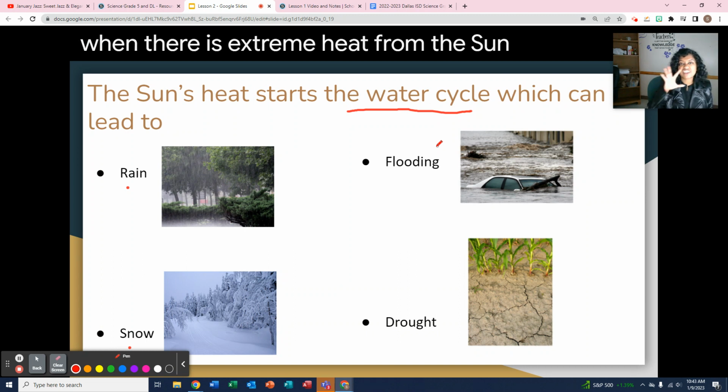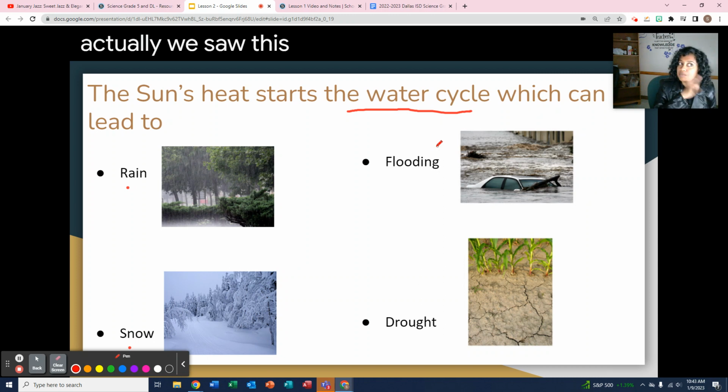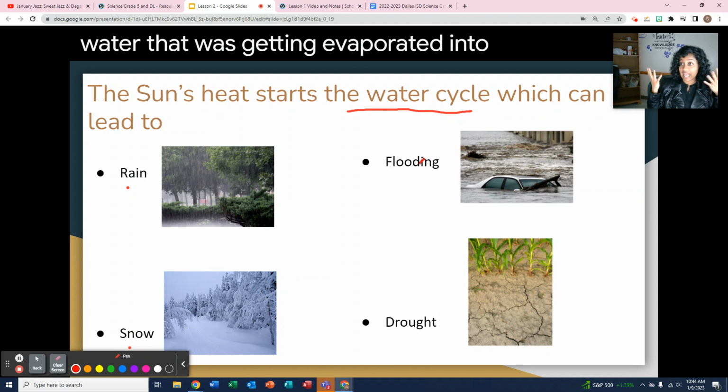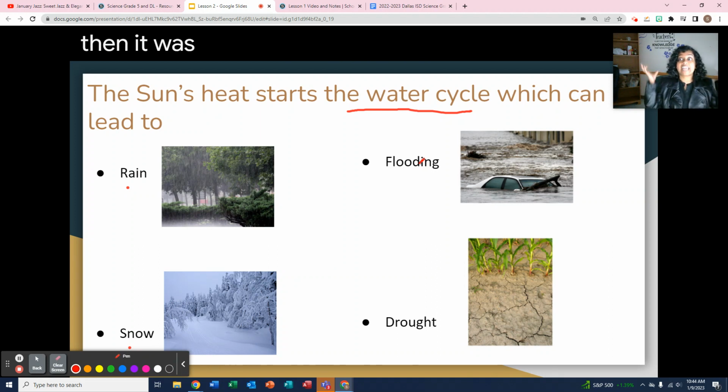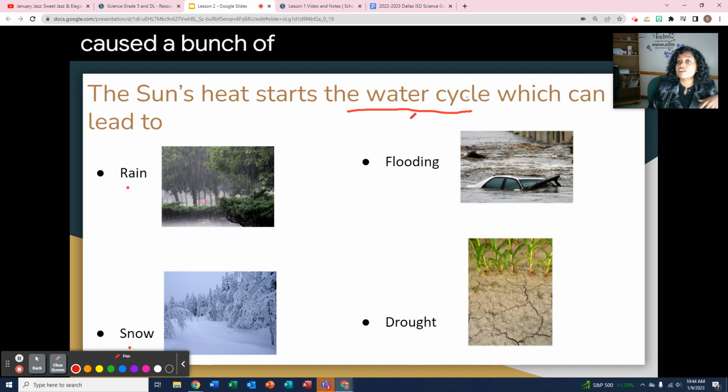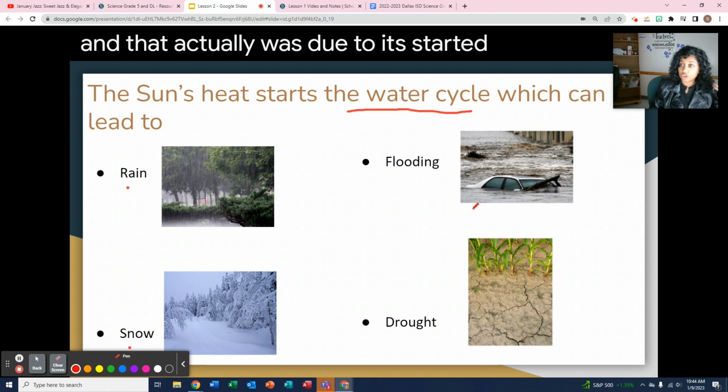sun. We saw this a couple years ago, called El Nino, where it was a really big storm, maybe a little more than a couple years ago, but it was a really big storm, which led to a lot of flooding because there was so much water that was getting evaporated into the air. And then it was collecting really quickly in clouds that it caused a bunch of rain. It caused a bunch of flooding. And that actually started with the Earth's heat.